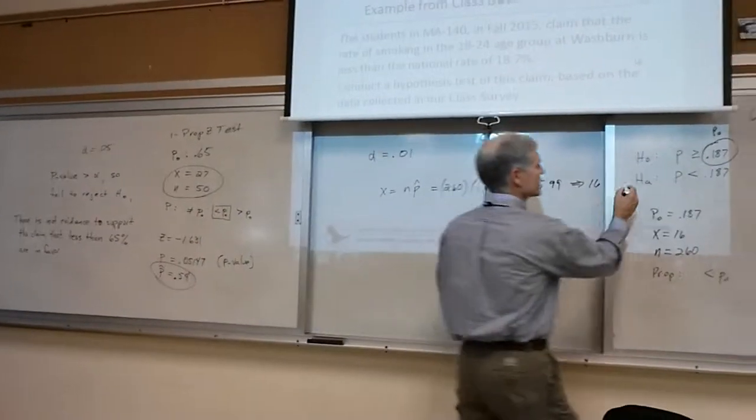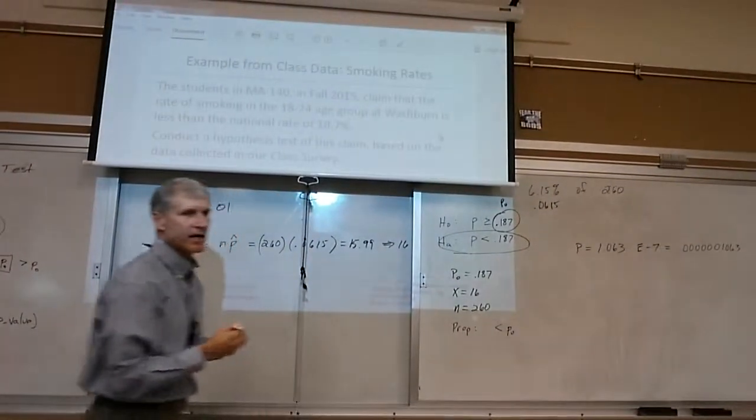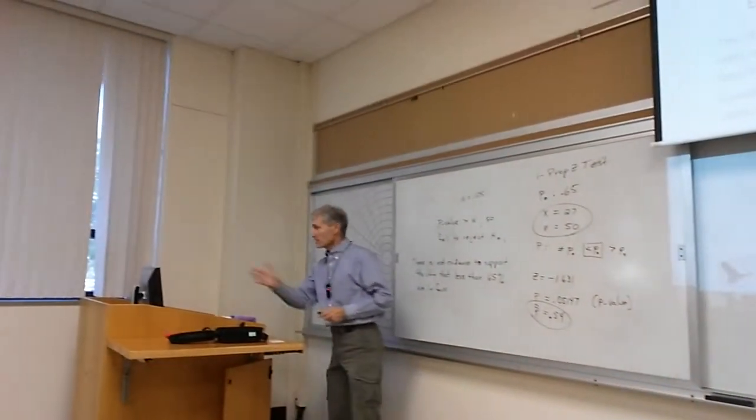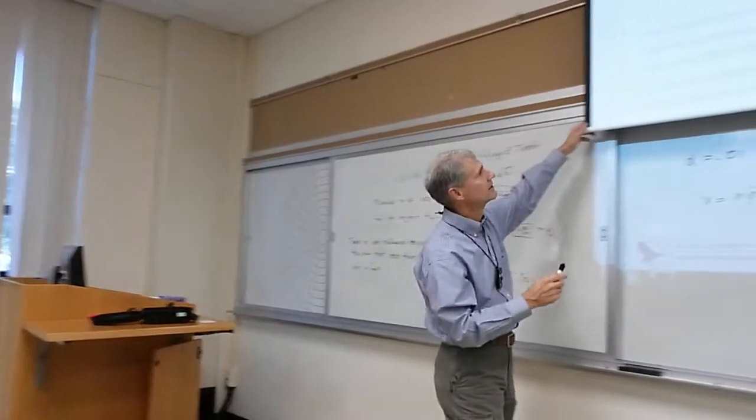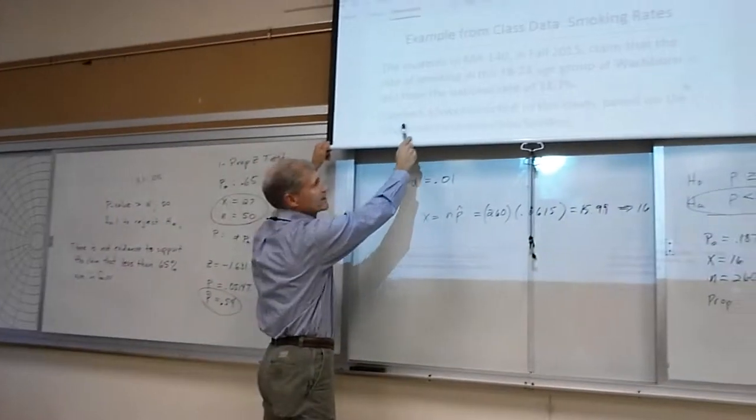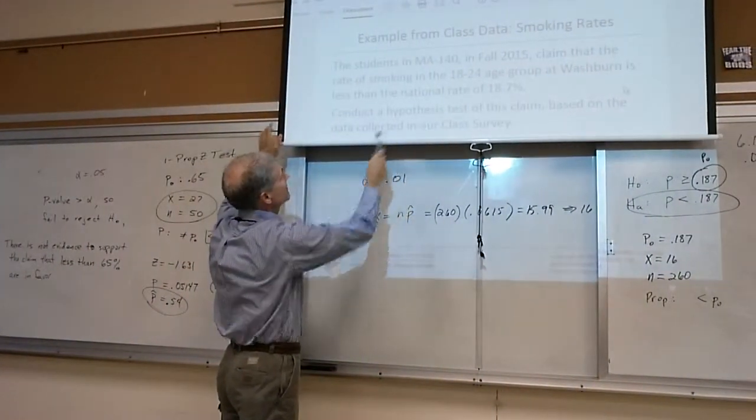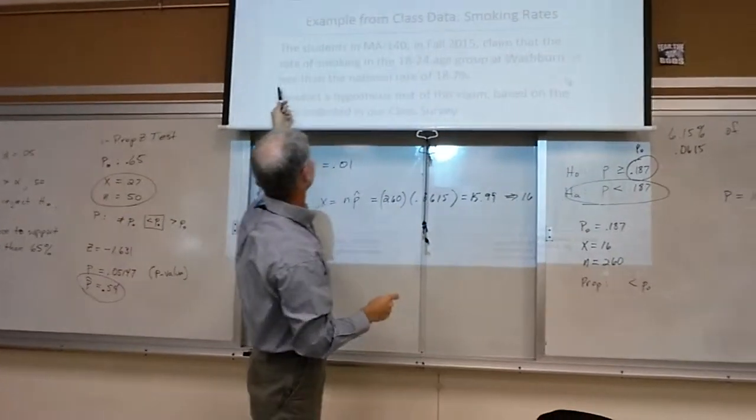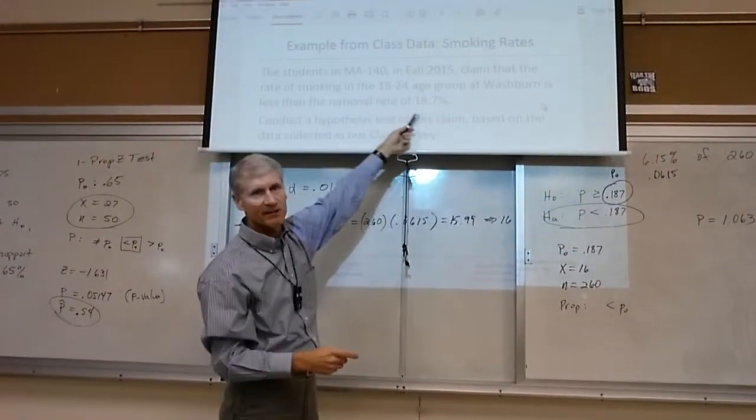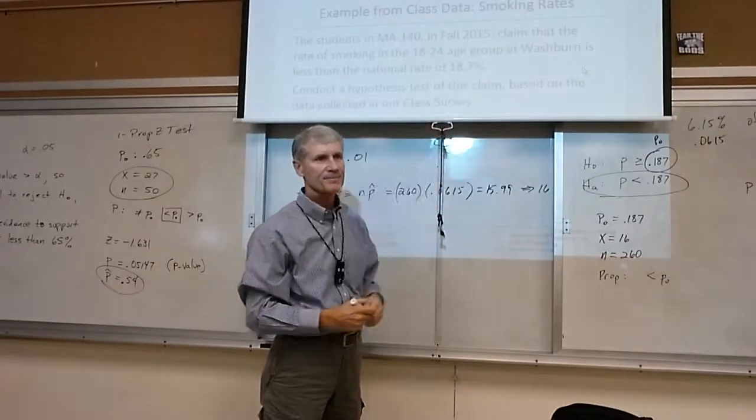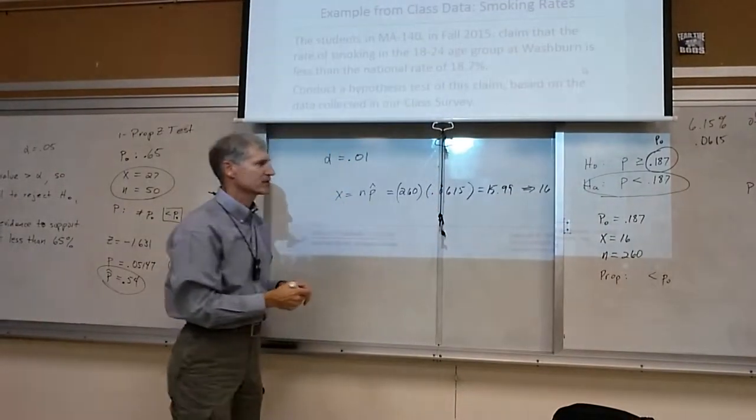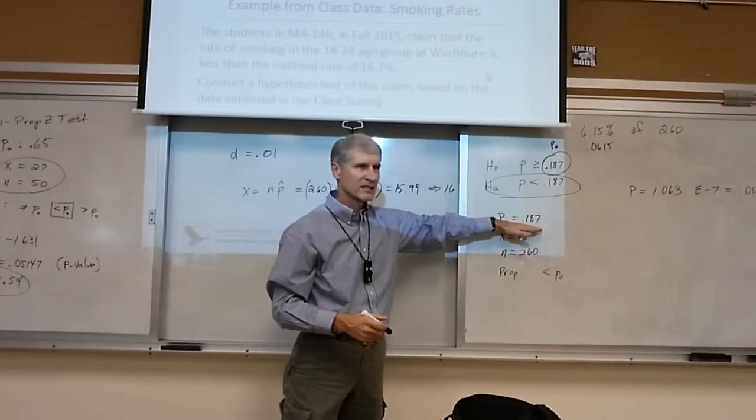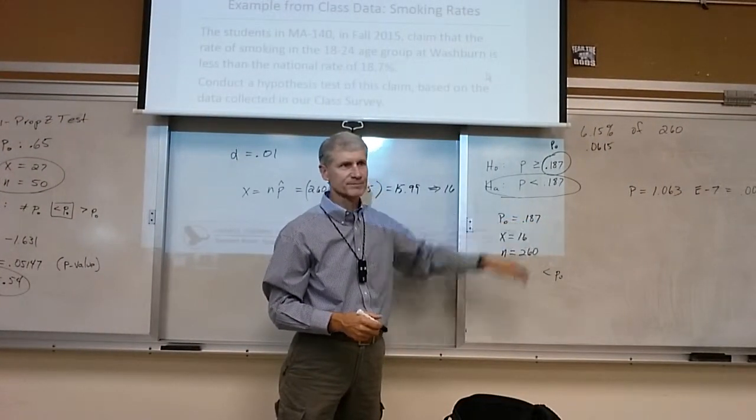The claim is always the alternative. But you don't write it like that. You write it in words. So the claim is still up here on the screen. Conduct a hypothesis test of this claim. The claim is at Washburn, the rate is less than the national rate. So we have sufficient evidence to say that the rate at Washburn is less than 18.7%.